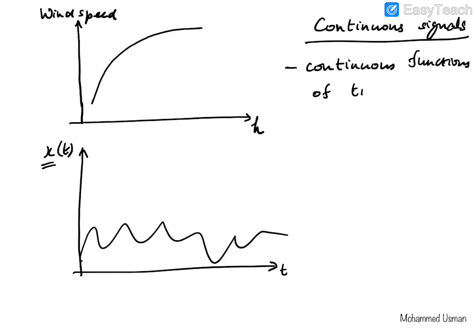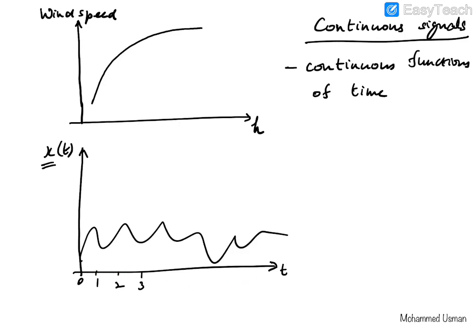functions of time. That means the signal is defined for all values of time. So we can have the value of the signal for t equal to, say, 0, 1, 2, 3, and so on. So the signal is defined not just for integer values of time, but also for 0.1, 0.2, 0.22, 0.234, and so on, right? So it is defined for all values of time.